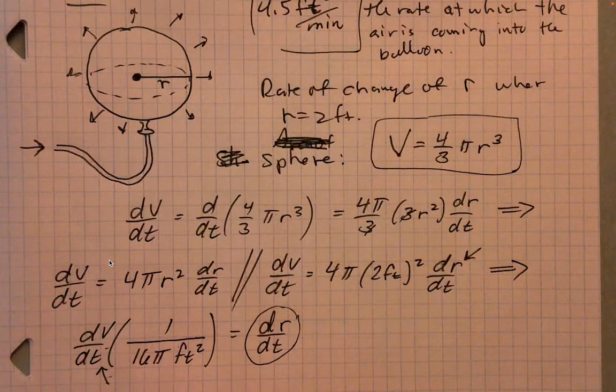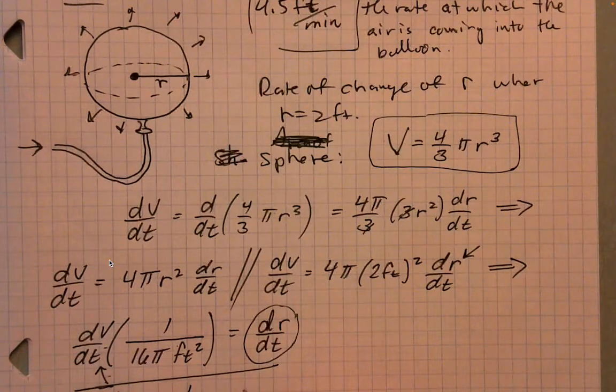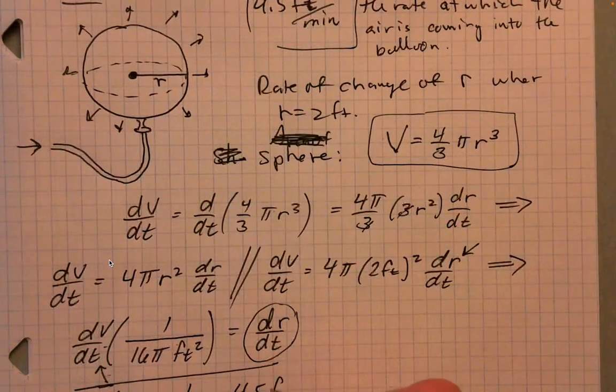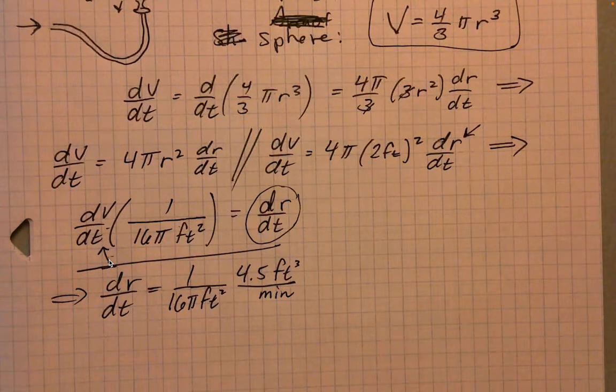And so dr/dt is equal to, and let's switch the order here, and then dV/dt is going to be 9/2. I'll just leave it at 4.5 cubic feet per minute. Okay, so here's our expression right here. And then we just have to crunch all of these numbers, right? So basically 4.5 divided by 16 pi.